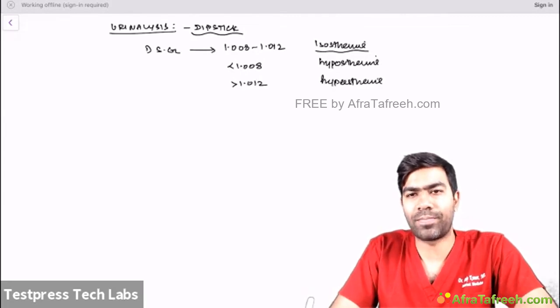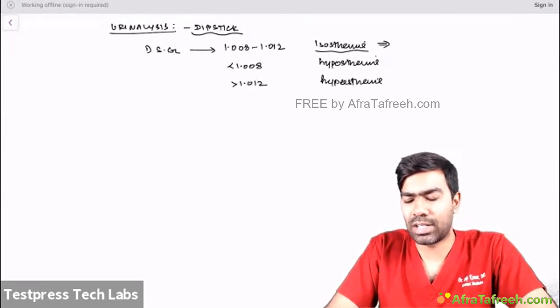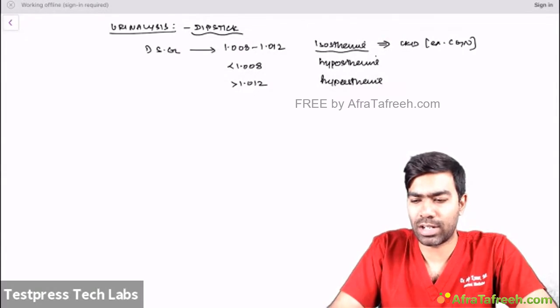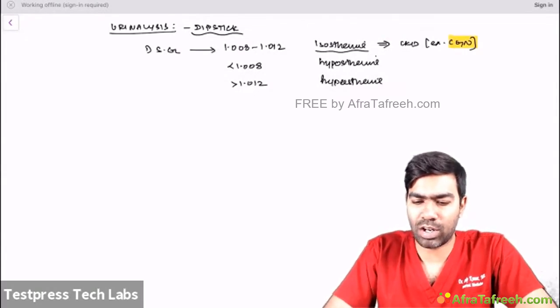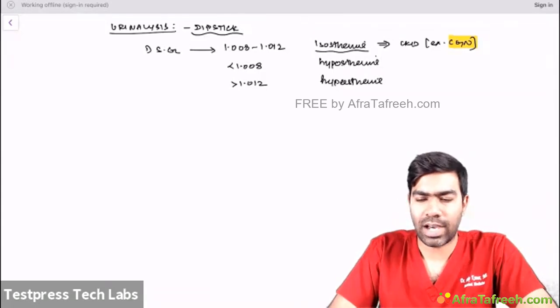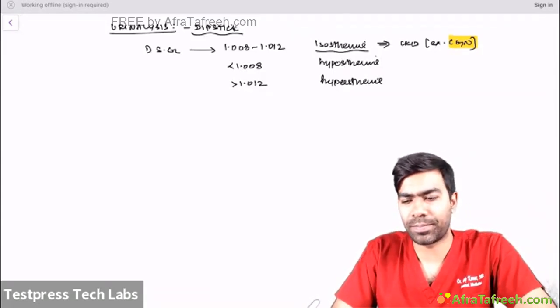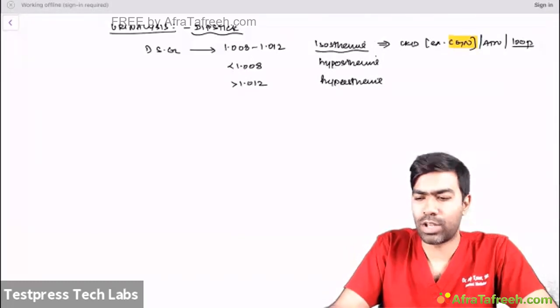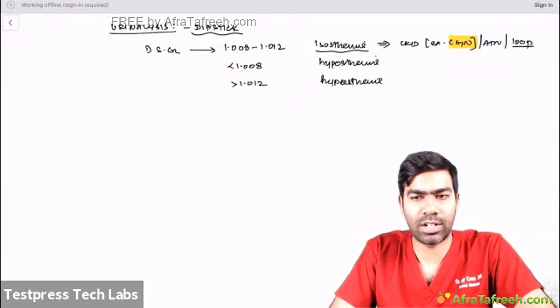Usually isosthenuria can happen in the setting of CKD patients. The typical example is chronic glomerulonephritis. That will be asked in an exam. Any CKD patient cannot concentrate the urine, and irrespective of the clinical situation, they will be having isosthenic urine, which means they cannot increase the specific gravity. And this can happen in the setting of loop diuretics as well. So it can happen in the setting of acute tubular necrosis. It can happen in the setting of loop diuretics as well, where they cannot concentrate the urine.